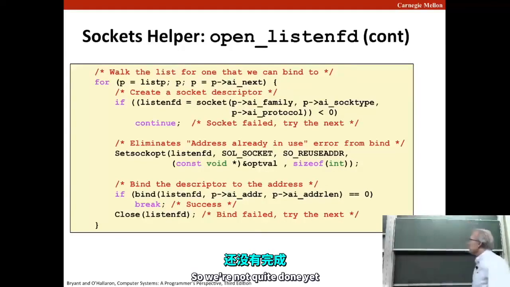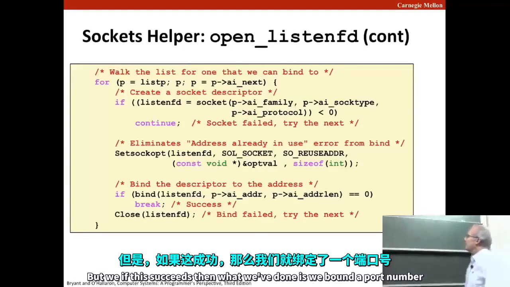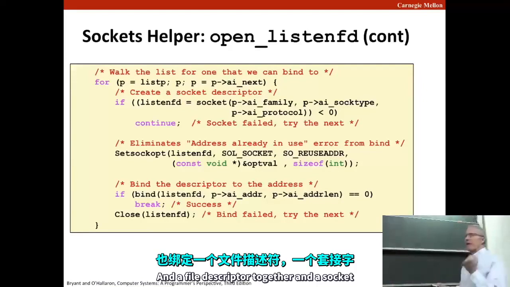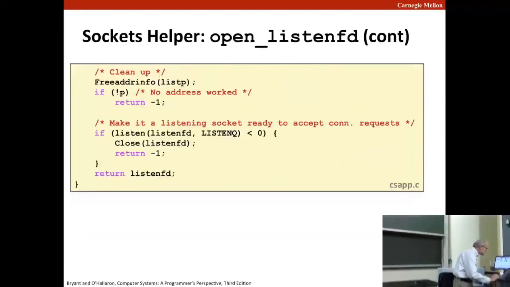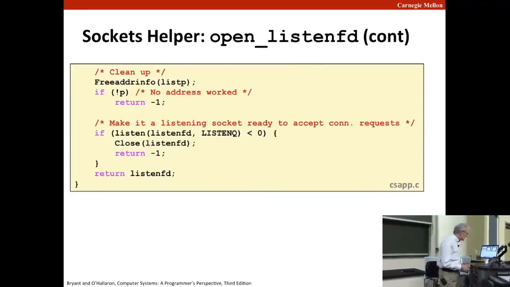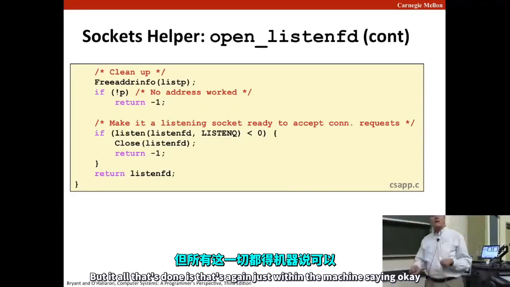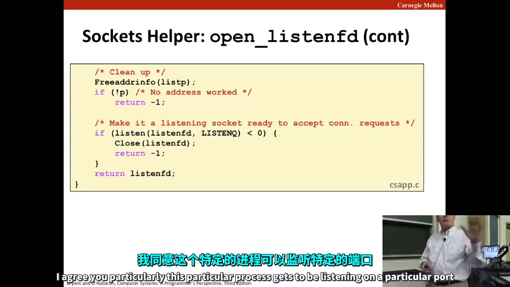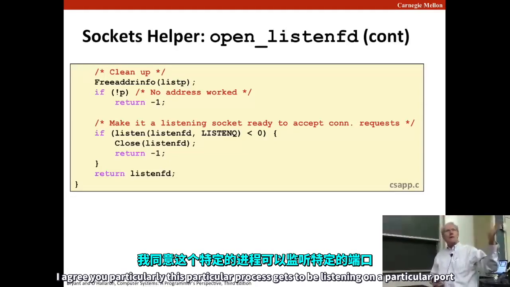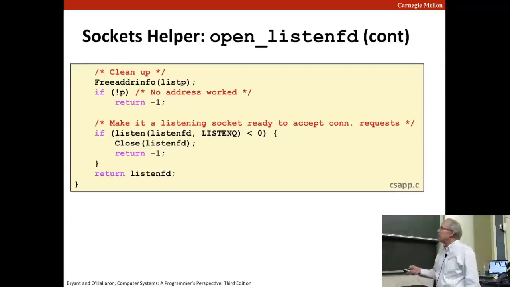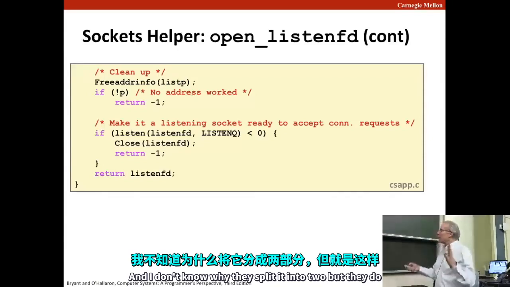So we're not quite done yet, but if this succeeds, then what we've done is we've bound a port number and a file descriptor together, in a socket. But all that's done is, that's again just within the machine saying, okay, I agree, this particular process gets to be listening on a particular port. But it's not actually listening yet. And I don't know why they split this into two, but they do.